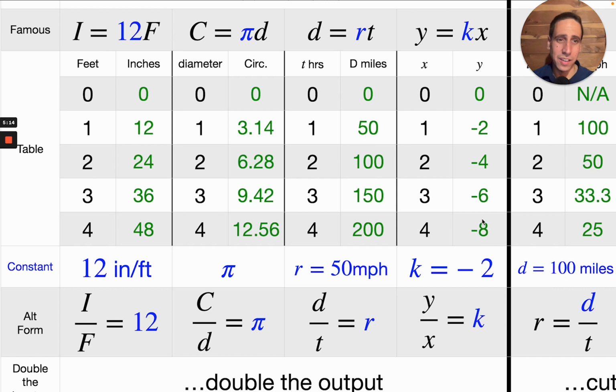And you can still see, -8 divided by 4 is still -2. -6 divided by 3 is -2. -4 divided by 2 is -2. Every y value divided by its corresponding x value is going to give you -2.